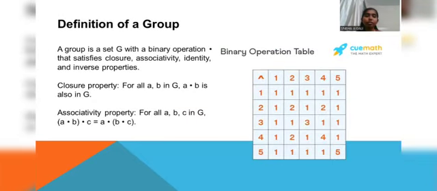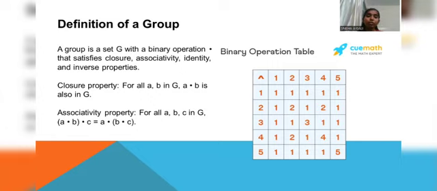Next up is the definition of a group. What a group actually means. A group is a set G with a binary operation dot, that is, we use a dot operation, that satisfies certain properties which include closure property, associative property, identity property, and inverse property. Now, here we have explained this.